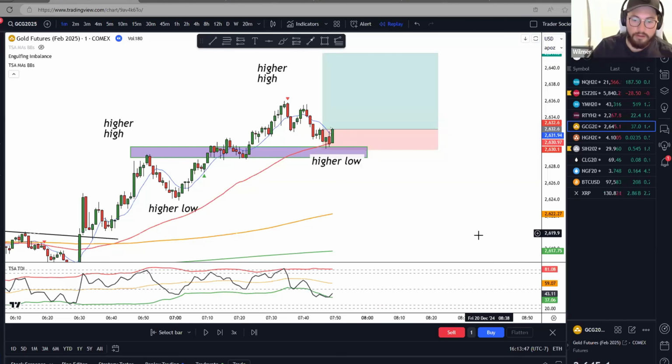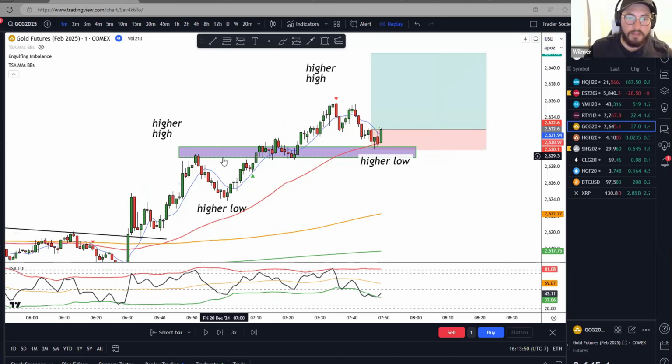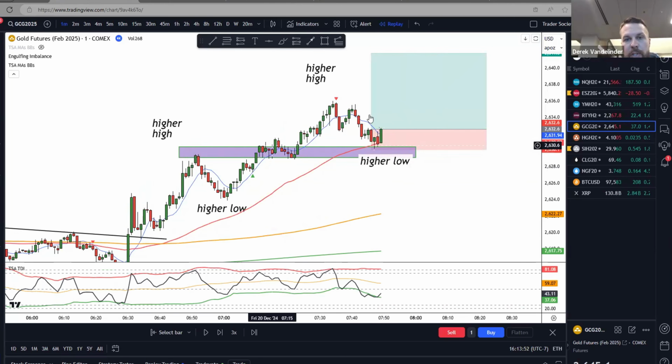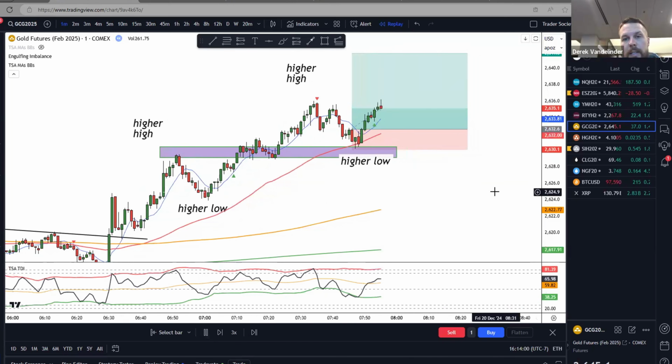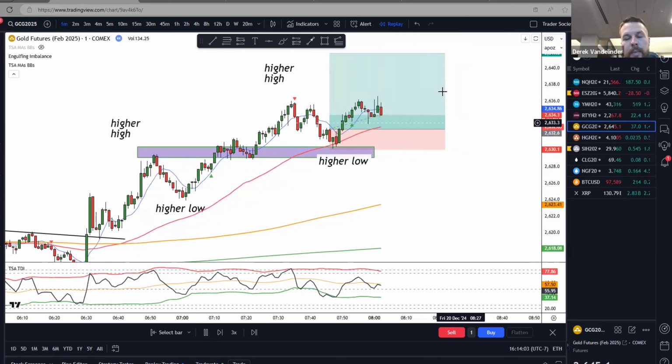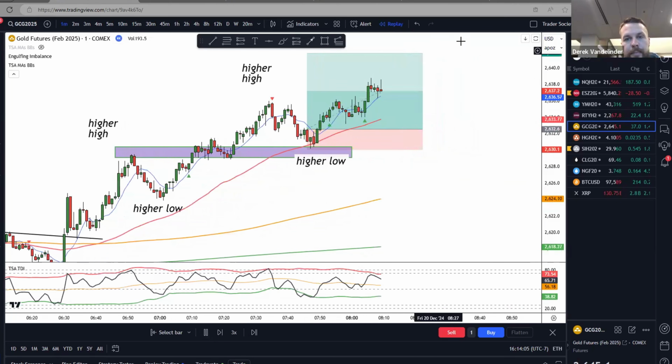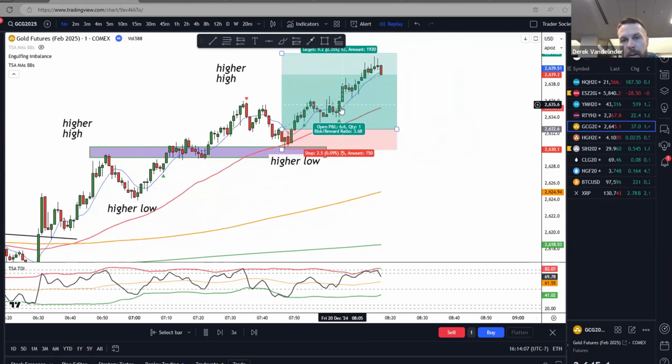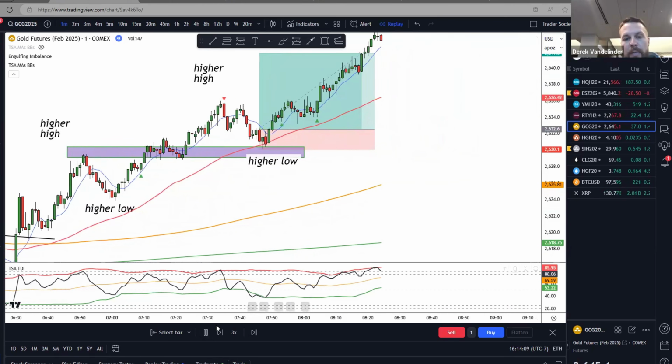So you see this? This is very clear. We got the structure, break of structure, retest of structure, engulfing candle. So I place my buy, and this is exactly what happened today. Starts rising, boom. And you can see there's another engulfing candle right here. And then take profit hit right there.